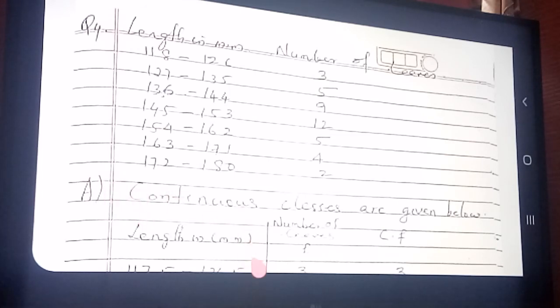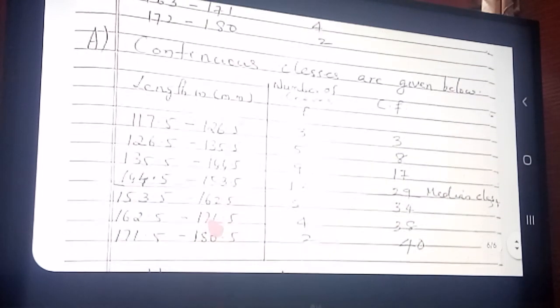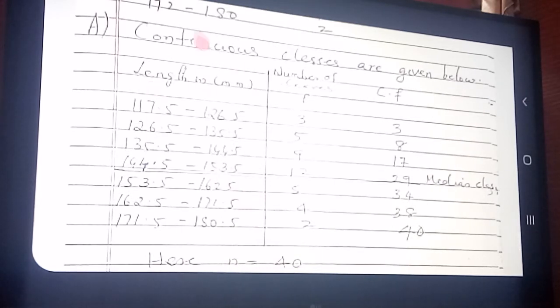That is only for this sum. So all the different types of sums I explained. Now see here. We made the continuous classes. See the textbook also, and otherwise the previous table also you see. 118 to 126, subtracting 0.5, what will you get? 117.5 to 126.5. Here subtracting 0.5 and here adding 0.5.